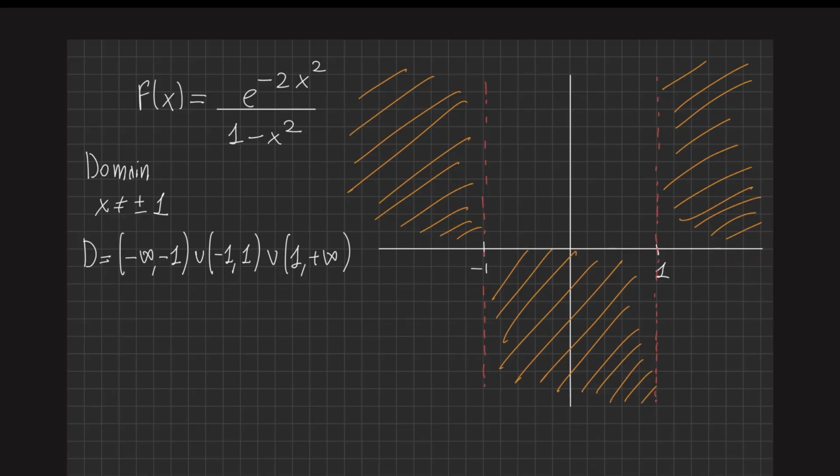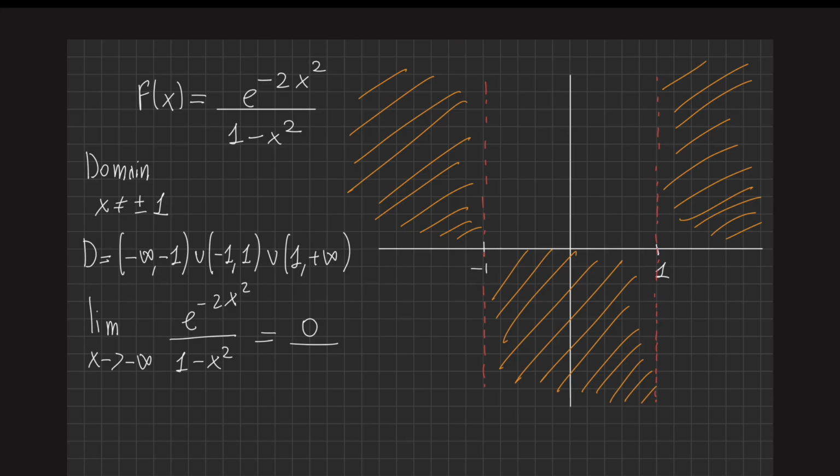So let's start from the limit as x goes to minus infinity. So let's go in order. Limit as x goes to minus infinity of e to the minus 2x squared divided by 1 minus x squared. Now, if you plug in the value as x goes to minus infinity, here we have e to the minus x squared, so minus infinity squared is still infinity, but with a plus, so it is e to the minus infinity, which is 0.